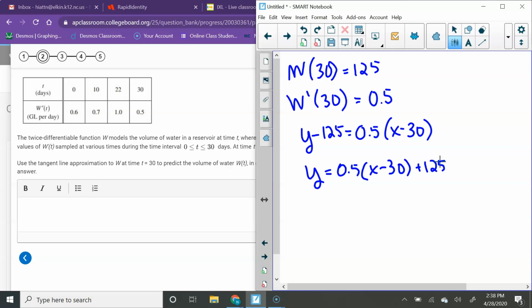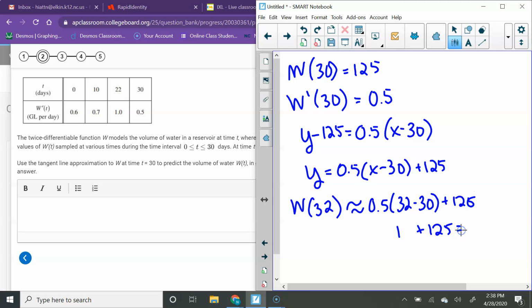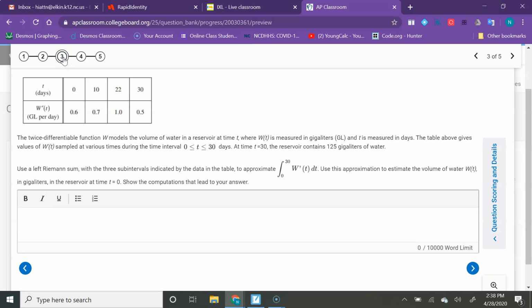So we can estimate that W of 32 is approximately 0.5 times 32 minus 30 plus 125. And so that's going to be 1 plus 125, which is going to give you 126. So approximately 126 for part A. Or, well, this is part A of this question, but it's number 2 is the way they've numbered it.